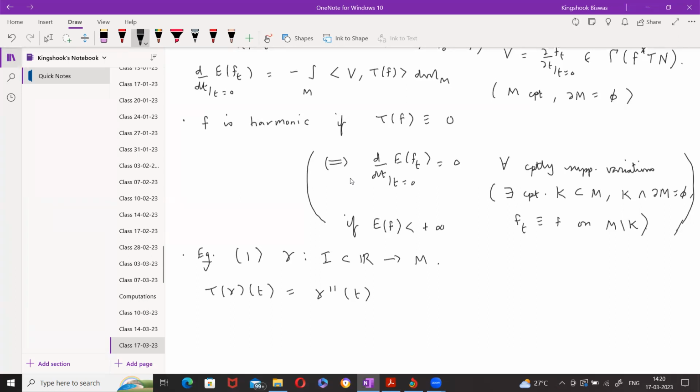The geodesic in the domain is just the identity map from R to R, right? Is this clear? Yes, sir. Okay, so gamma is harmonic if and only if this gamma double prime is 0, that means gamma is a geodesic.